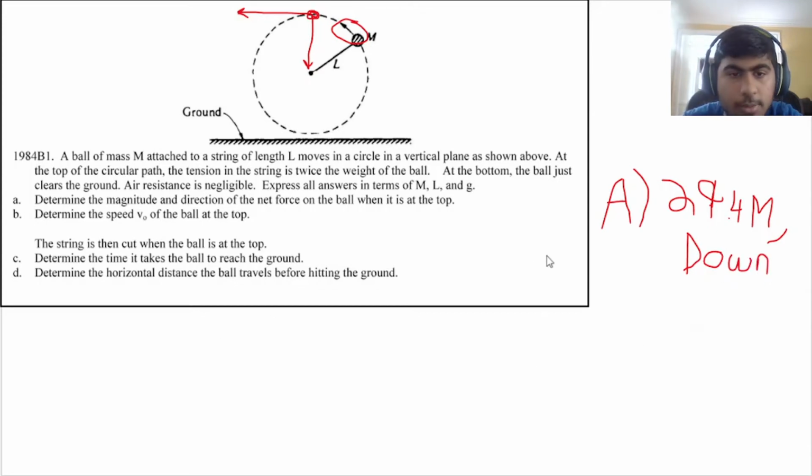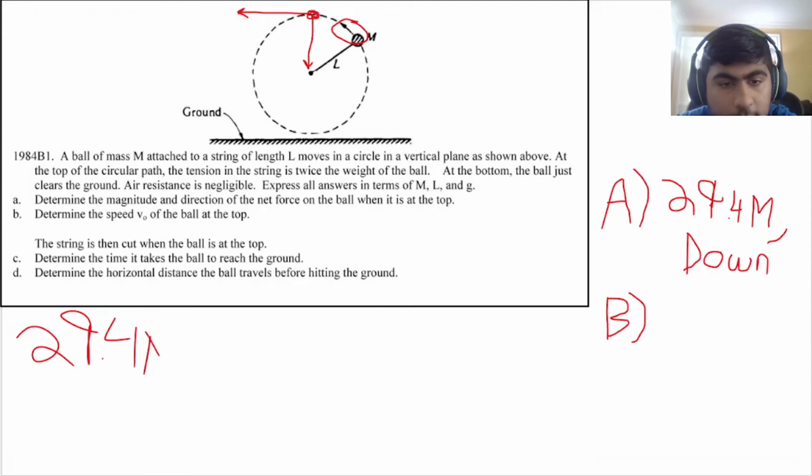Right, that is part A. Determine the speed v0 of the ball at the top. Right. So B. Now we actually laid most of the framework for how to figure out what V is, right? We wrote up the equation of the Fc equals mv squared over r. Now we just have to quantify that.